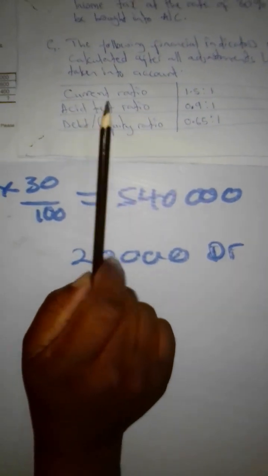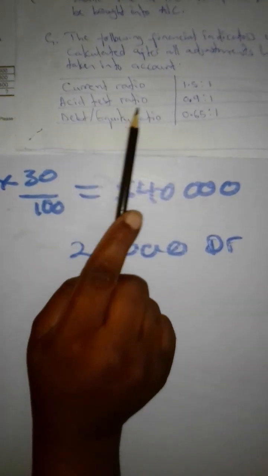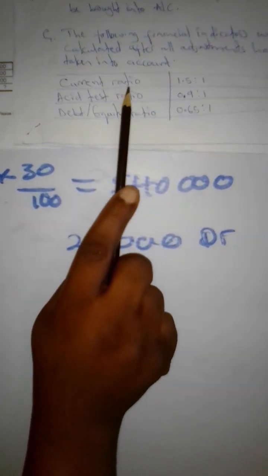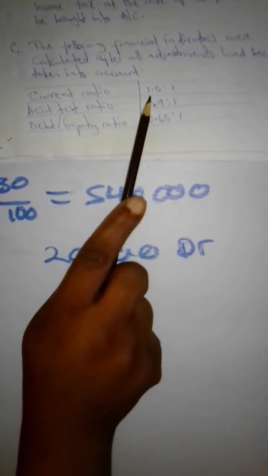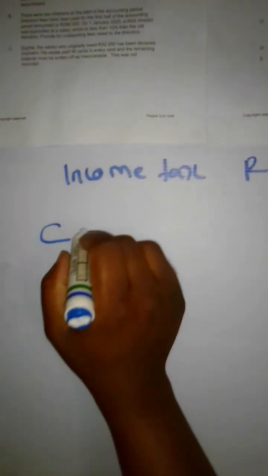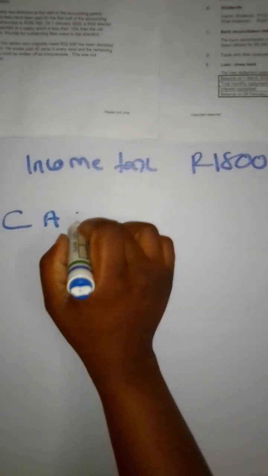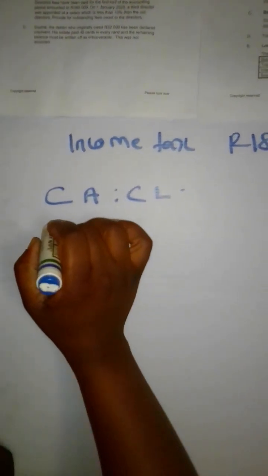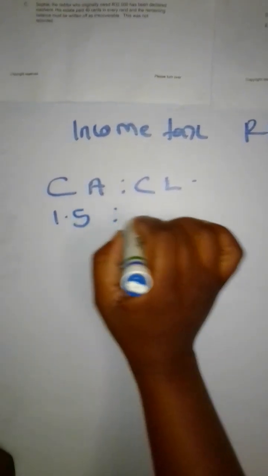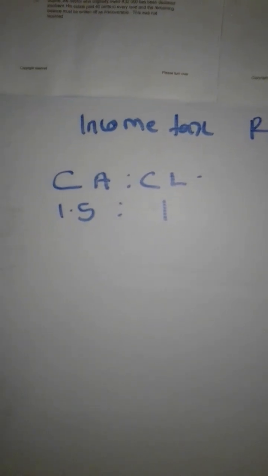884,700, and if you go to G, we have been given some financial indicators that you can use to get some of the amounts. We have the current ratio, the acid test ratio, the debt equity ratio. The current ratio, we can use it to find our current assets. Why? Because the formula for the current ratio is current assets to current liabilities. So if they are saying that it is 1,5 to 1, how much then are the current assets?